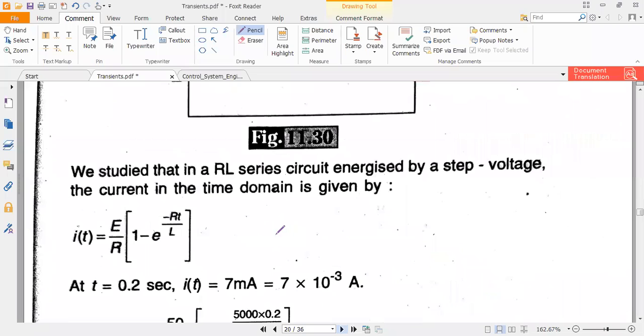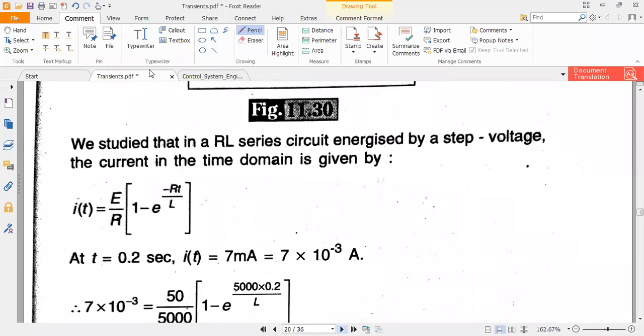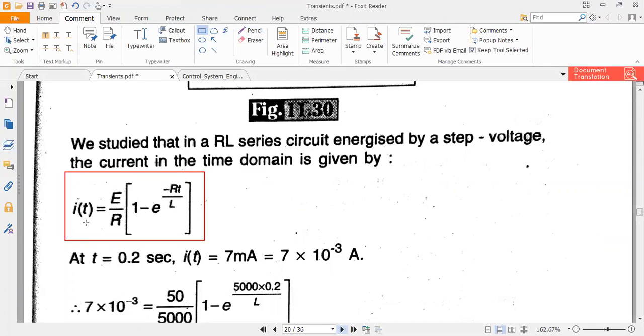For that, you know the response in the case of a series RL circuit: I of t is equal to E by R into 1 minus e to the power of minus R into t by L.